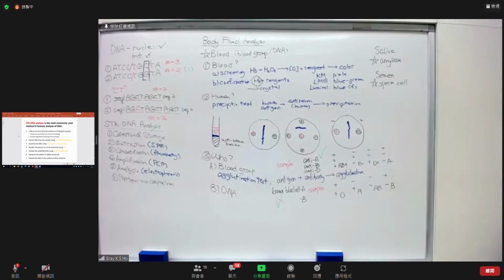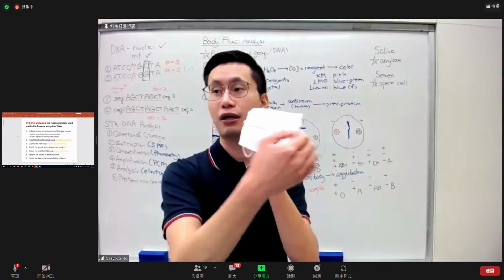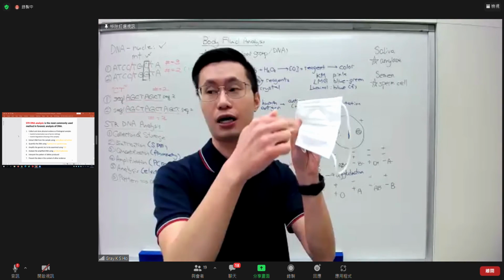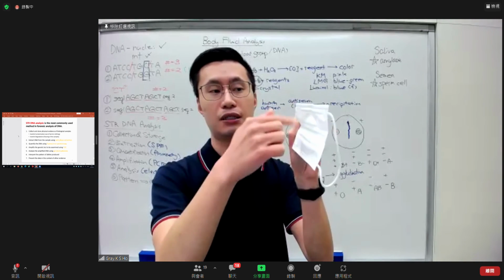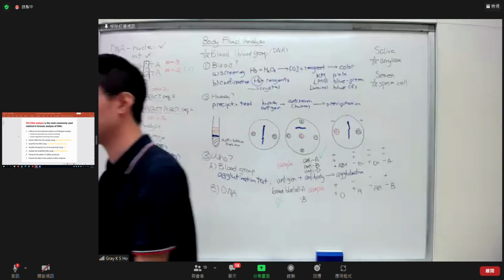Or for example, nowadays everyone is wearing a mask. On the side that you are wearing the mask, you will have the breath or the saliva. So by checking the mask, you still can find the DNA.